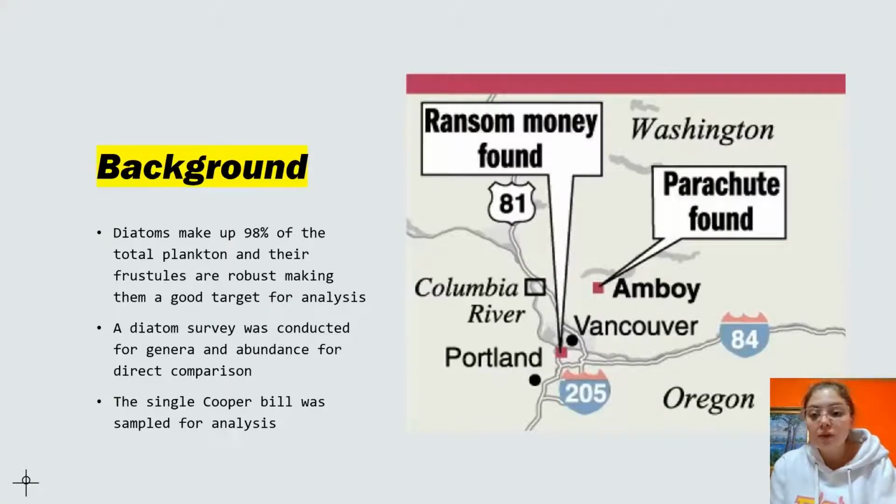So the diatom survey was conducted on the single Cooper bill and two modern bills that were submerged in the Columbia River in March and November. The bills were submerged for roughly 15 minutes around the same time as the hijacking, so we can get an accurate representation of what is in the river at the time when D.B. Cooper jumped out of the plane and everything.